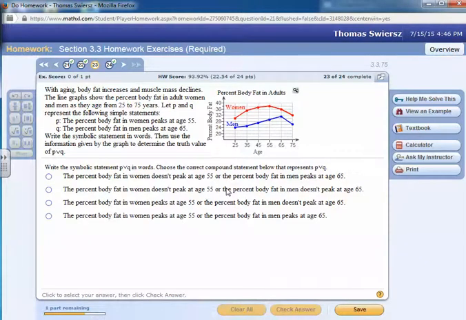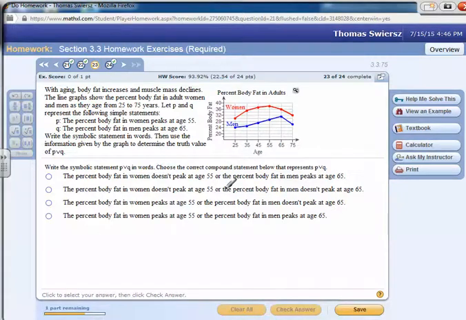All right, let's go ahead and do number 23. Okay, similar to the one we just did, 22. P is the percent of body fat in women peaks at age 55. Q is the percent of body fat in men peaks at age 65. Write in symbolic form P or Q. So P is what? Body fat in women at age 55. And then it's an or.